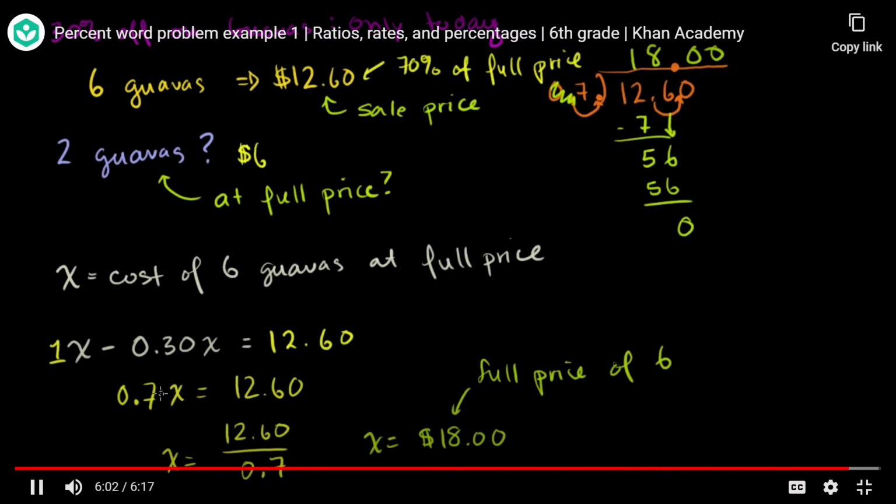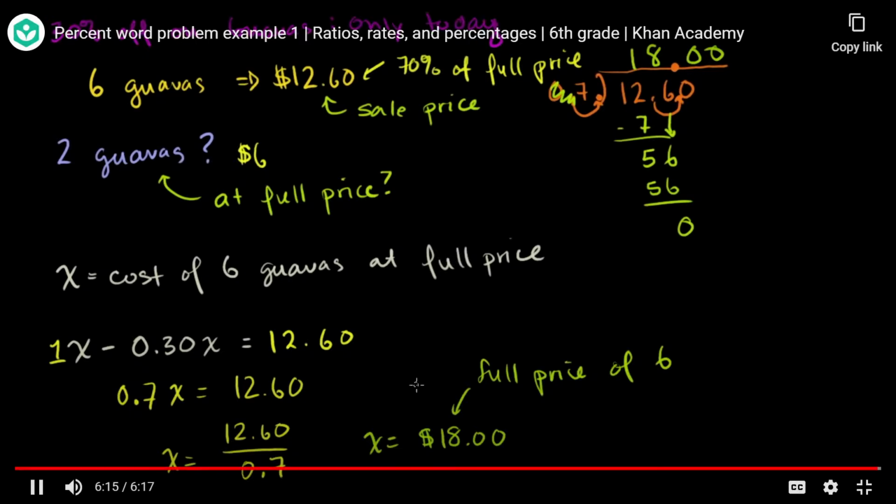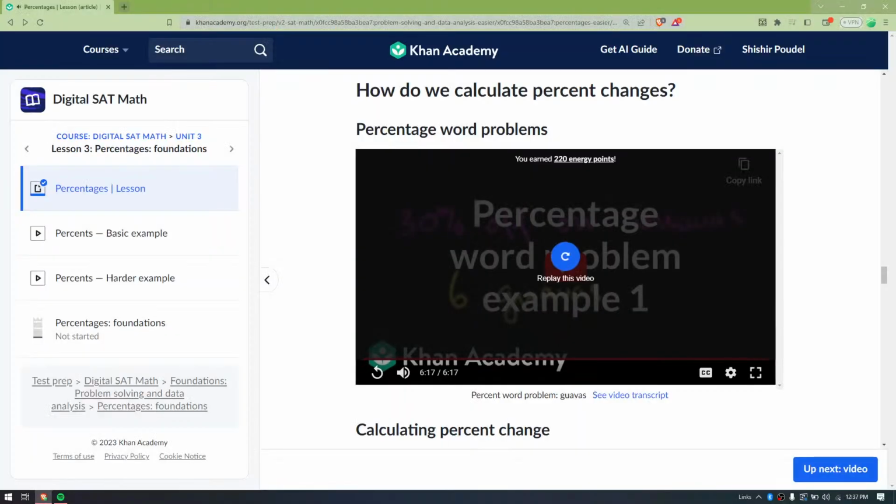We solve this algebraically, divide both sides by 0.7, and then we get x, the full price of 6 guavas, is $18, or that's $3 per guava, or $6 for 2. Anyway, hopefully you found that helpful.